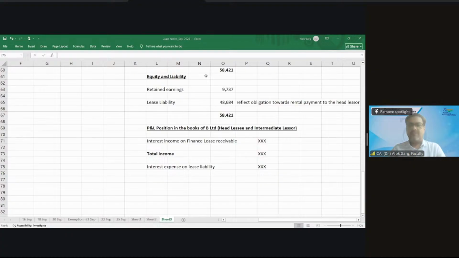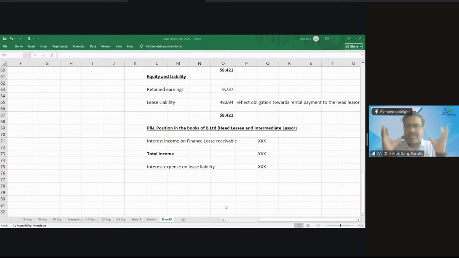No, sir. Why? Because we have already derecognized the right of use asset. Absolutely right. That is why depreciation is not there. So there is an interest income on the money which you are going to receive, and there is an interest expense on the money which you are going to pay. As simple as that, right?